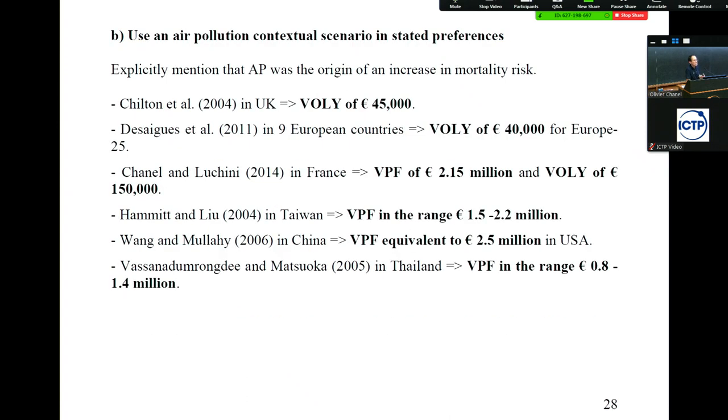And finally, the last way to proceed is to ask people directly in the stated preference scenario how much they are willing to pay to reduce their exposure to air pollution. Here, the context is directly air pollution. And you can see here an overview of the values we can obtain in developed countries and other countries. These are the few studies I found, and I think there are not a lot, that have implemented stated preference, asking people how much they are willing to pay to reduce the risk of mortality due to air pollution.